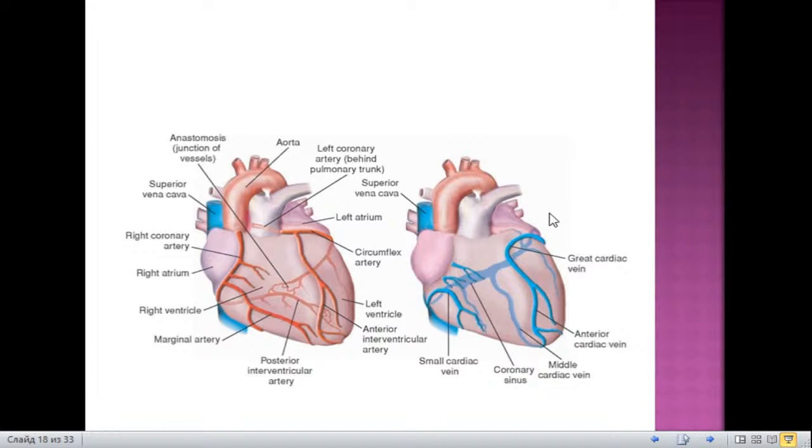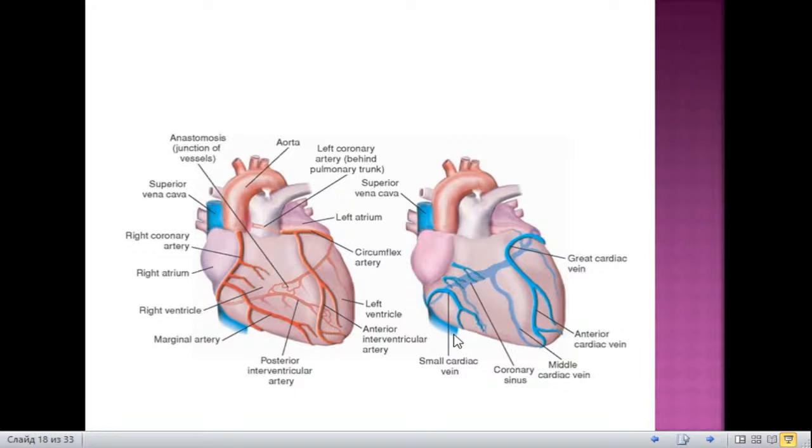small cardiac veins. Great veins, they are next. It is the great cardiac vein, this one. After that it is the small cardiac vein, the middle cardiac vein. Actually, about the great cardiac vein, or in Latin vena cardiaca magna, it goes along the anterior interventricular artery. After that it turns around the base of our heart and drains into the coronary sinus.